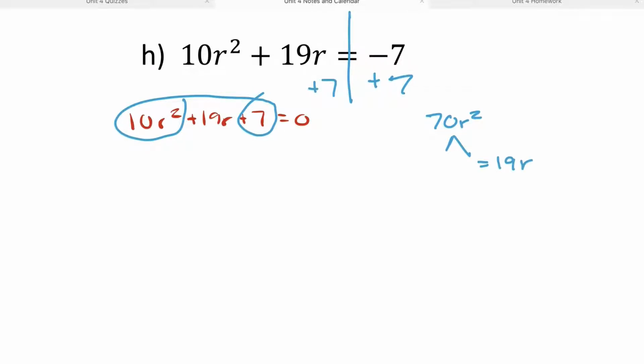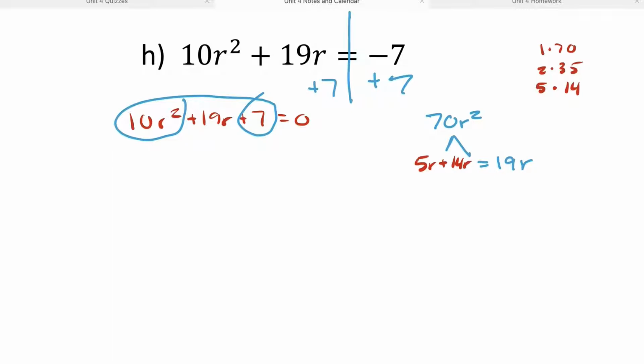All right, and that may take a minute to figure out. You can always start listing things. You could do 1 and 70, but that won't get us 19. Or you could do 2 and 35, that won't get us to 19. 3 doesn't go into 70. 4 doesn't go into 70. Next would be 5. 5 goes in 14 times. And that would give us 19. So we'd have 5r plus 14r.